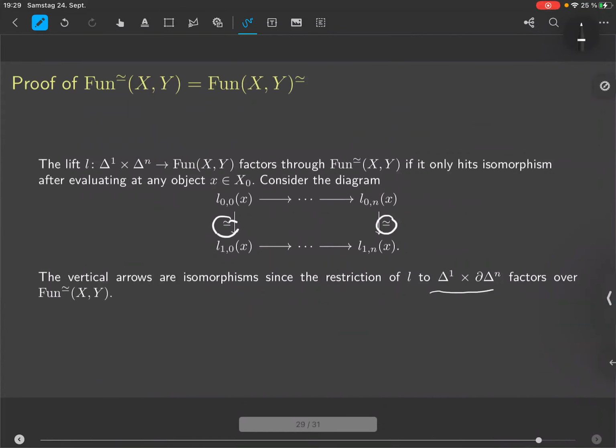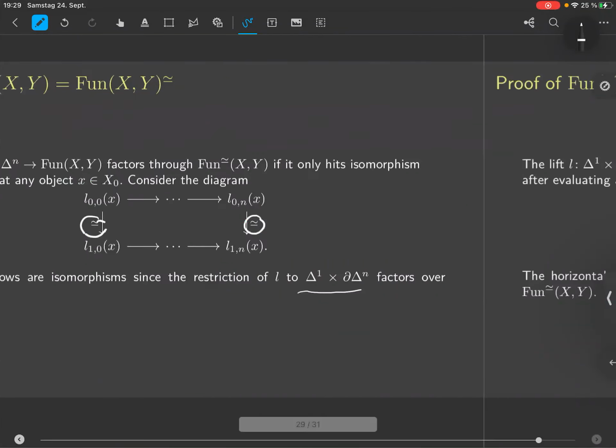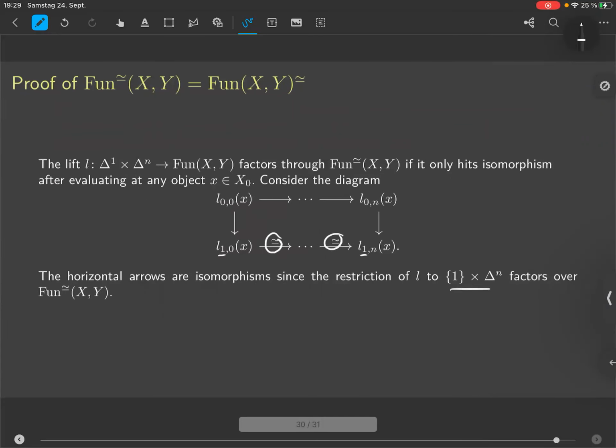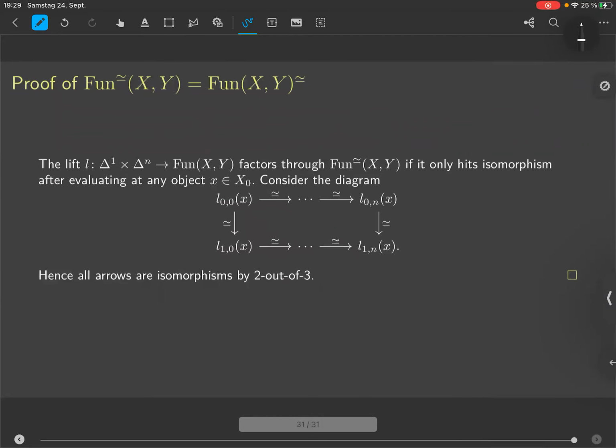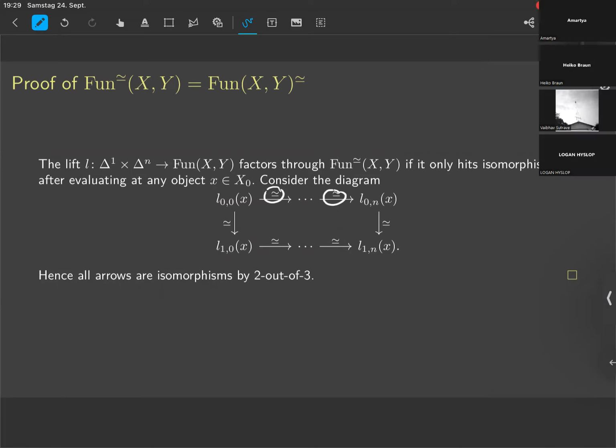Okay, and all in all, everything factors to there, and because now of 2 out of 3, we get that also the top ones are isomorphisms. Altogether, everything is an isomorphism here. So all the edges are isomorphisms, which means that it factors through this object-wise isomorphism functor category, which is what we want to prove.